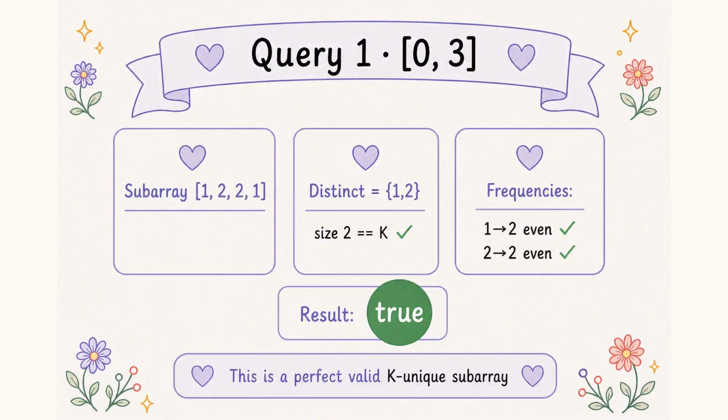Query 1 covers indexes 0 to 3. Subarray 1, 2, 2, 1. Distinct size is 2 equals k. Frequency of 1 is 2, even. Frequency of 2 is 2, even. Both rules pass. Answer true. This is a perfect valid k unique subarray.